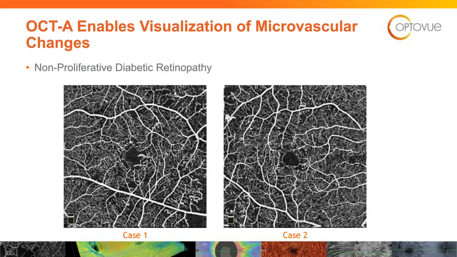More changes, non-proliferative diabetic retinopathy. You take a look, and especially in case 1 on the left side, look at the bottom right, the capillary dropout there. And the FAZ is being remodeled as well in that one. So those are certainly some of the advantages.